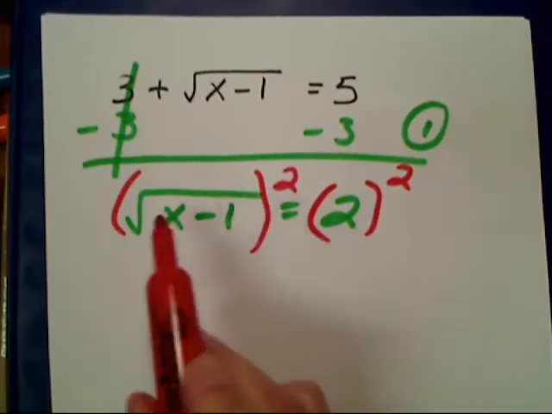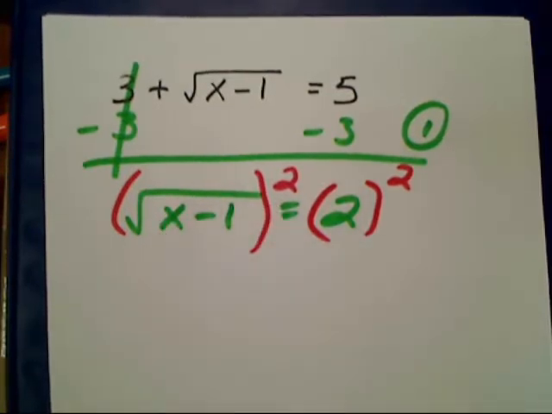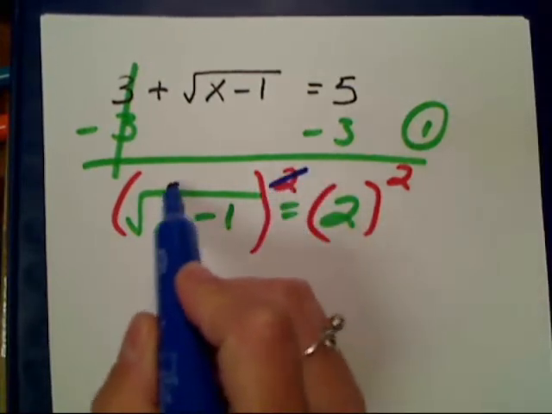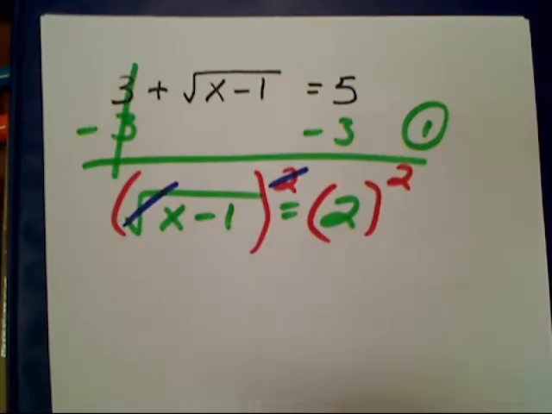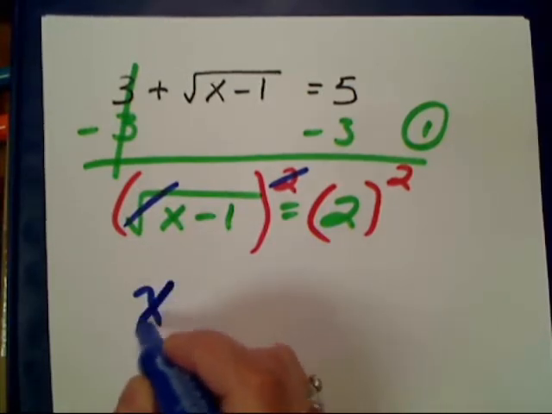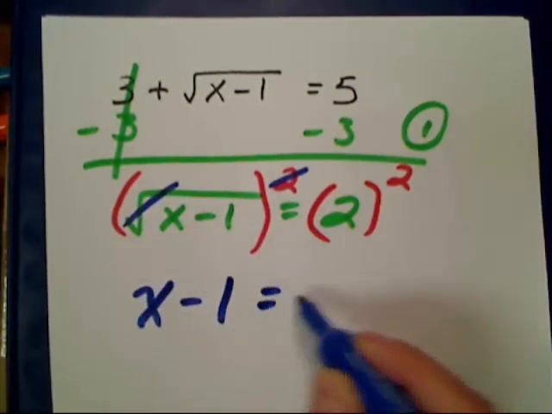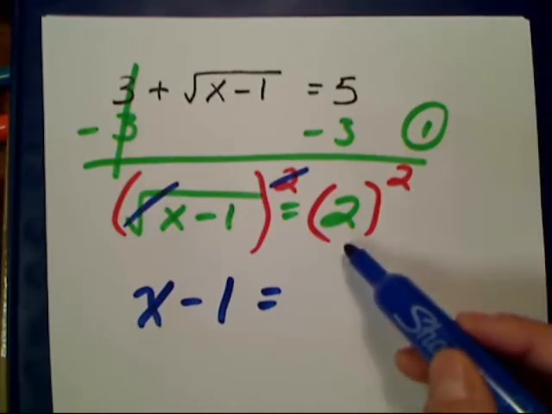The square cancels with the square root. That's why we do it. Those are inverse operations of each other. They cancel each other out. So a square cancels with the square root, leaving the radicand behind. And on the other side, 2 times itself is 4.